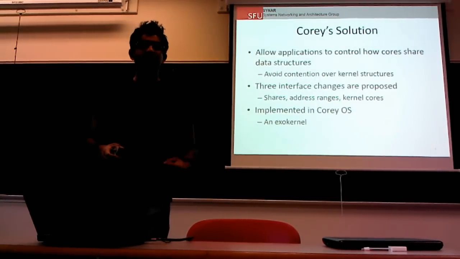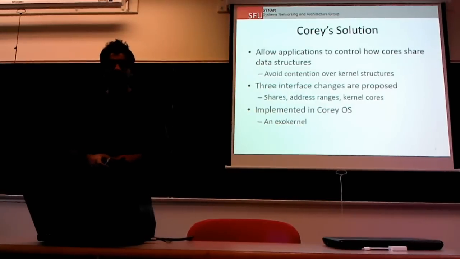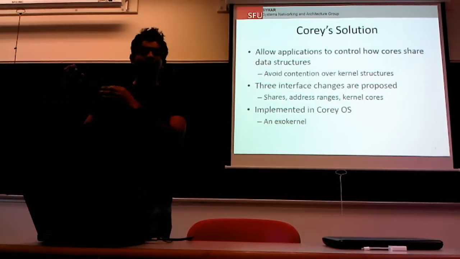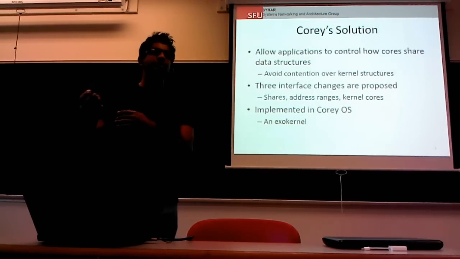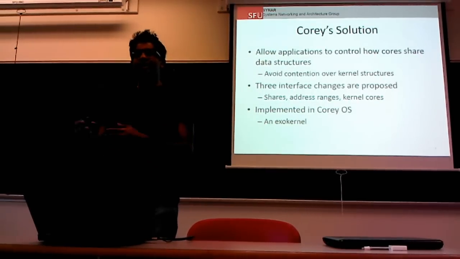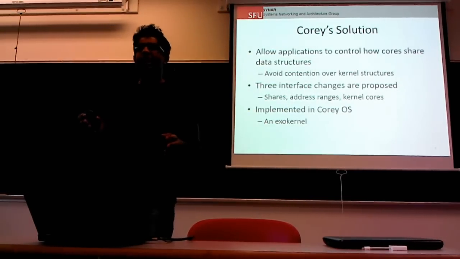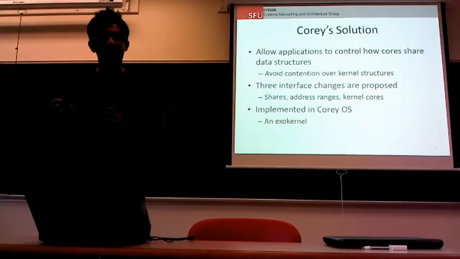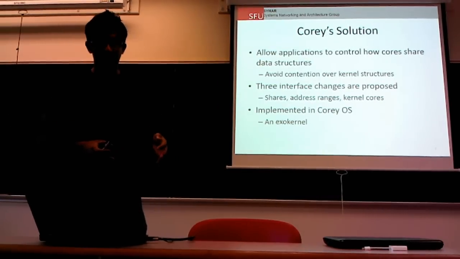So what Core tries to do is move this control from the operating system level to the application level. Basically, give all the control to the application level, and the application decides when data needs to be shared and when it needs to be private.